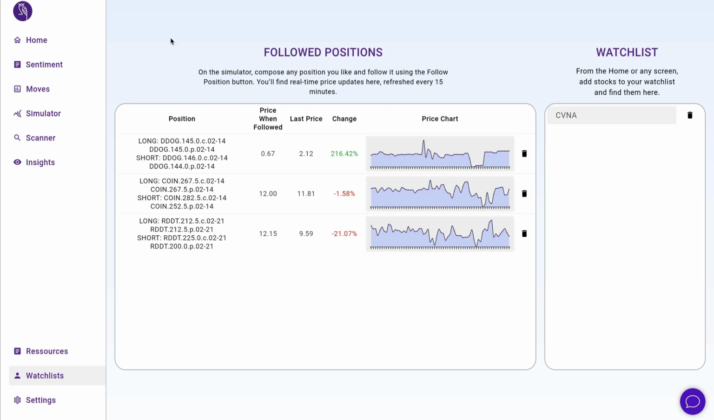In a nutshell, these are strategies that play around the implied volatility and the expected moves on earnings rather than just a direction, whether it's up or down. This is around the amplitude.